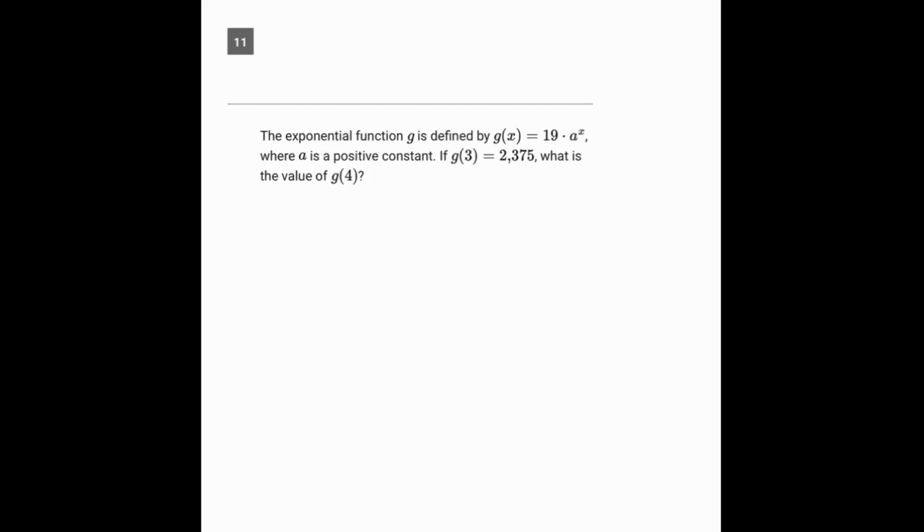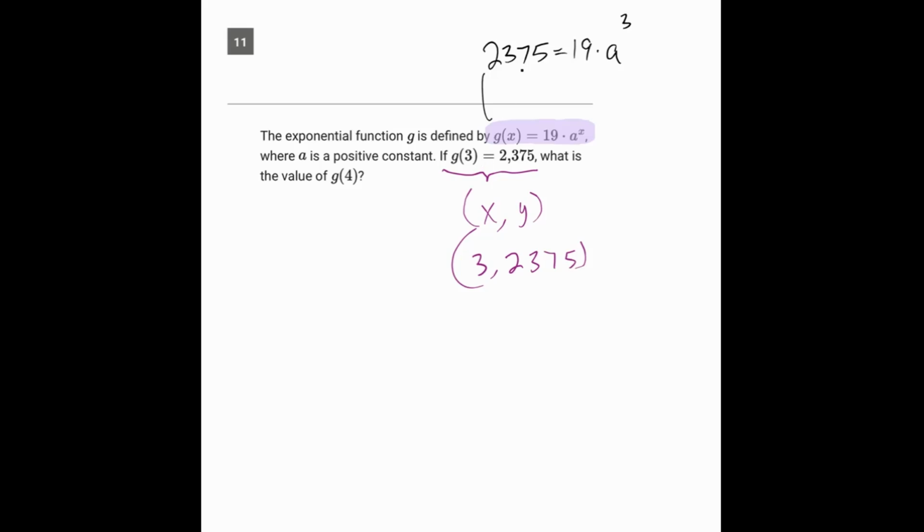Now this question, kind of like question 10, is asking us about our understanding of f of x, or in this case, g of x statements. In other words, how many people know that this statement means that x is 3 when y is 2,375? Seeing it that way, you can just take the function they gave you and plug in the x and the y where they go, because f of x, g of x, h of x, those are all fancy ways to say y. So we can put the y value right there. That equals 19 times a to the x value right there. So now we have an equation we can solve.